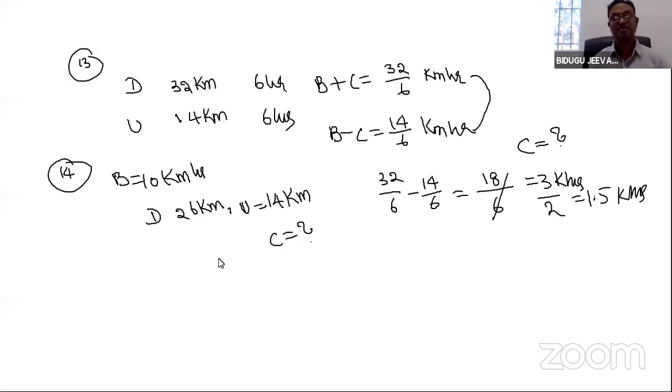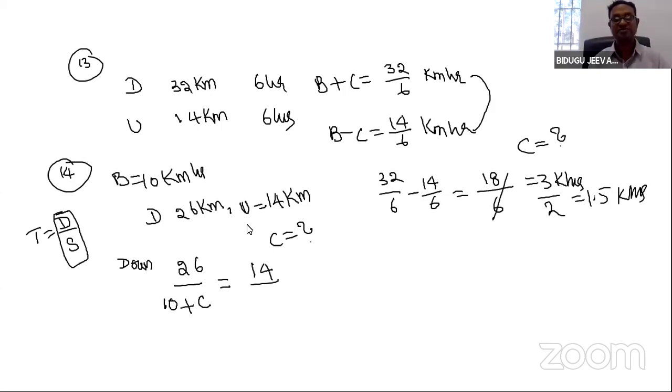Here, time is the same. Time means what? Time is equal to distance by speed. Let us make the first distance. Distance is how much? First I'll write downstream: 26 by speed. Downstream means B plus C. I'll write B 10 plus C, which I do not know, is equal to, again, distance. Distance how much? 14. Upstream: B minus C, 10 minus C.